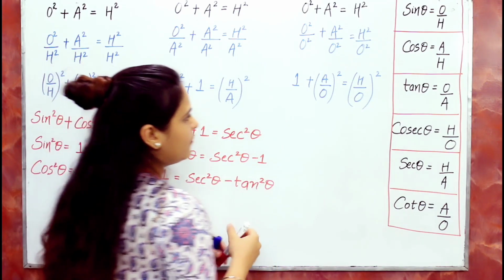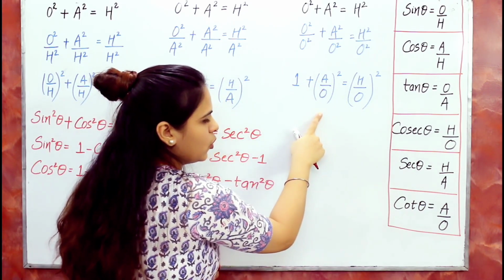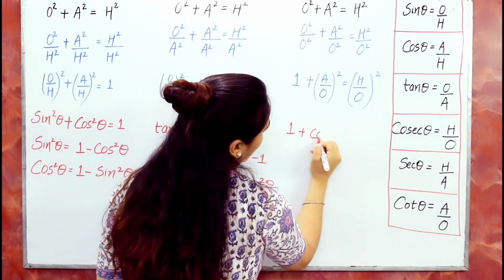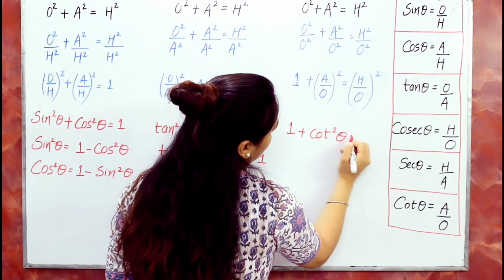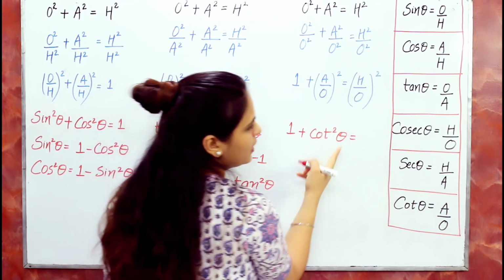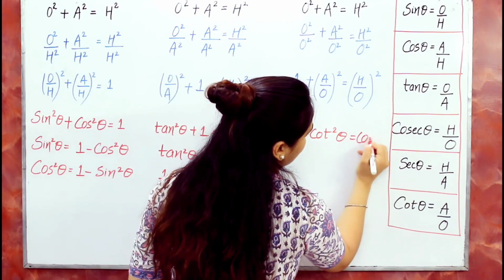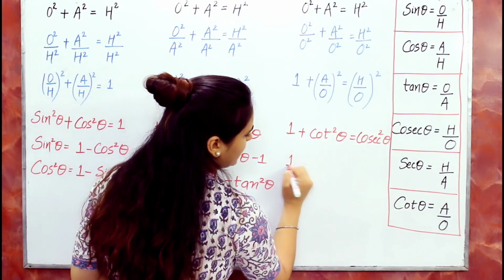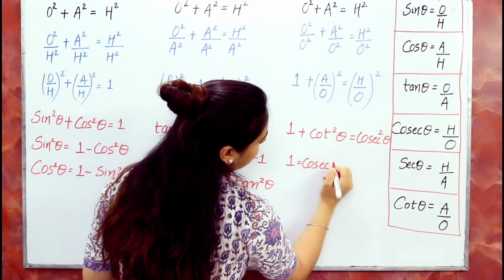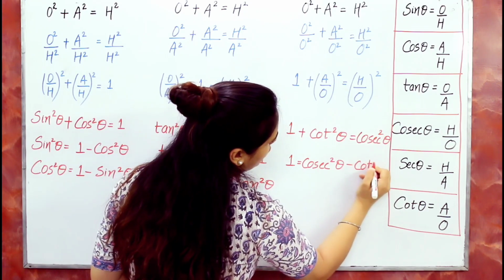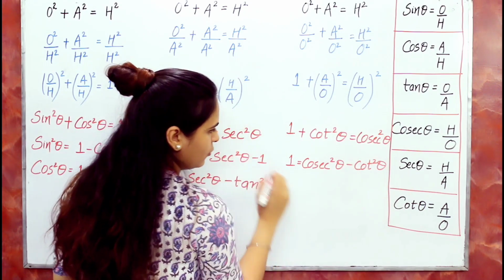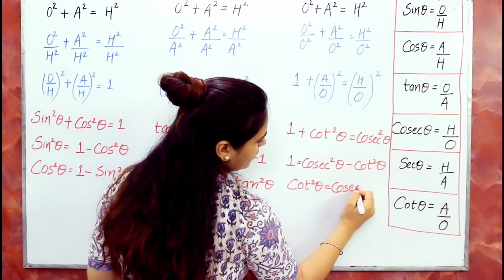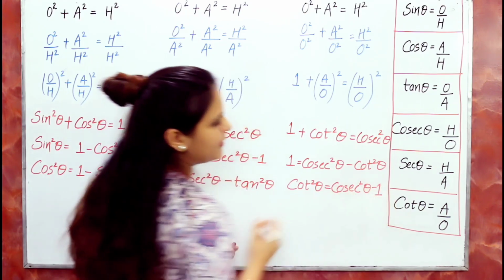And we know the formula of A upon O is equal to cot theta. So you can write 1 plus cot square theta is equal to H upon O, which is cosec theta. So it's cosec square theta. And this can be written as 1 is equal to cosec square theta minus cot square theta. And another one is cot square theta is equal to cosec square theta minus 1.